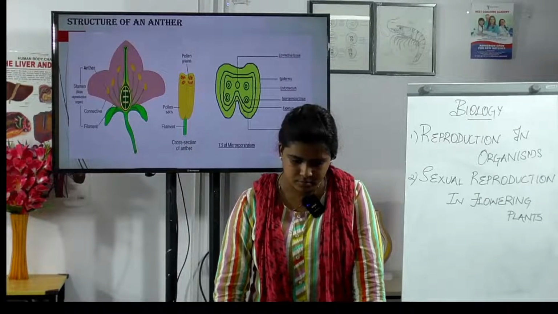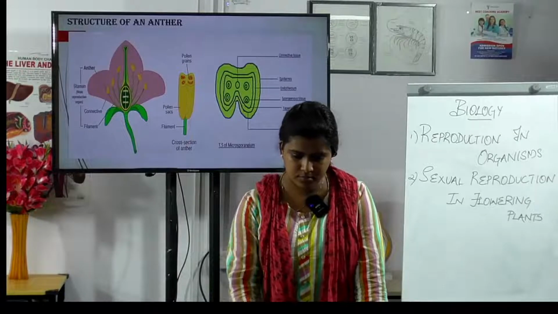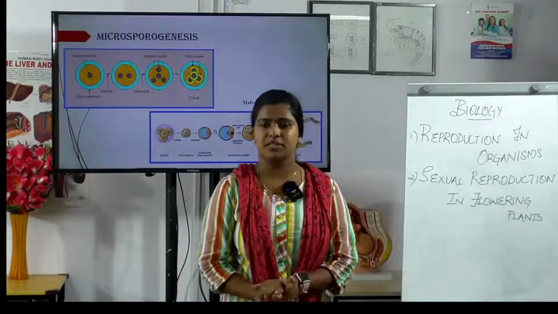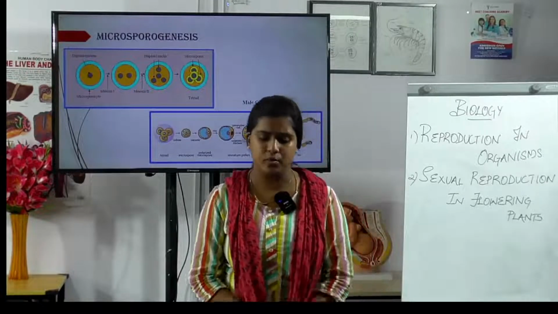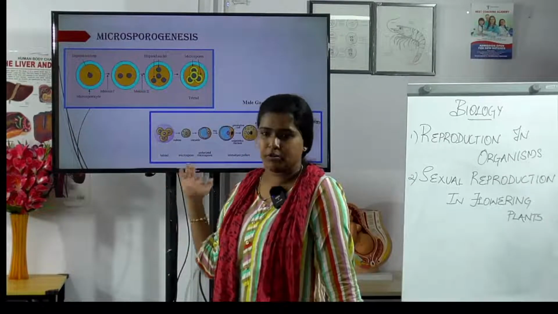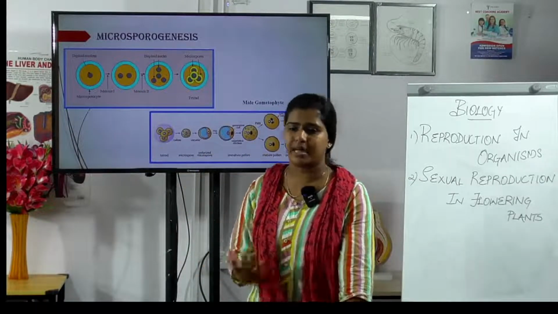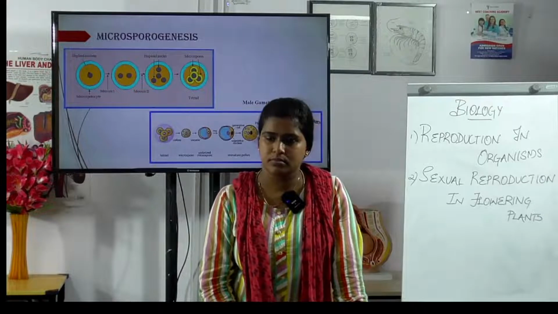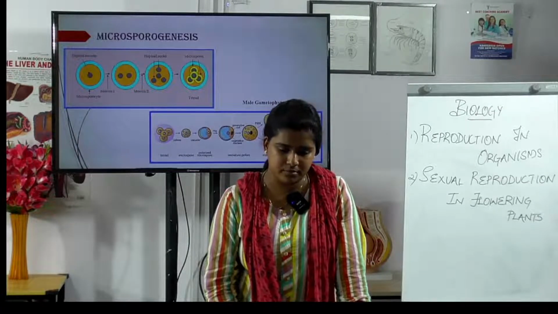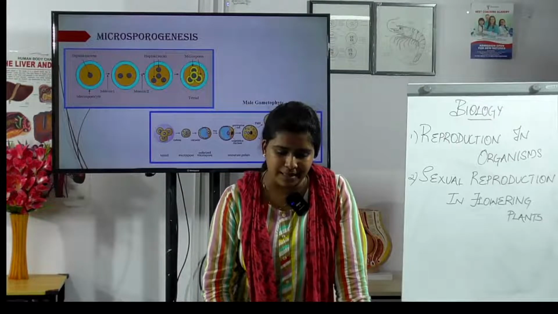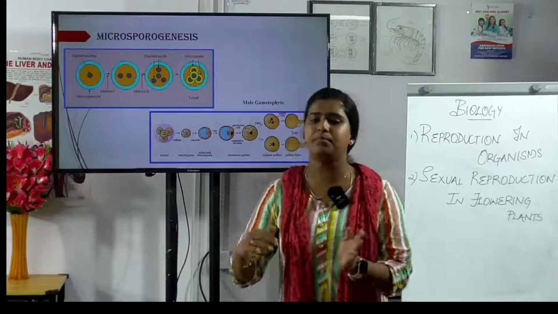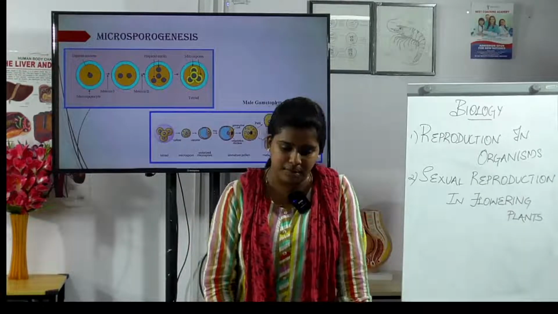Okay. Now let us see about microsporogenesis. What is microsporogenesis? What happens in that? What is the process called? What do they do in that? Which develops into a pollen grain? Pollen mother cell. The formation of microspores from the pollen mother cell is called microsporogenesis, and the process is through meiosis.